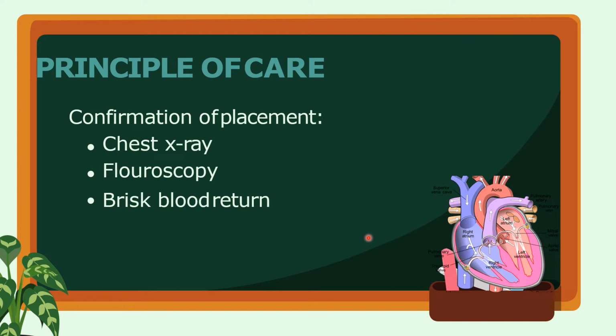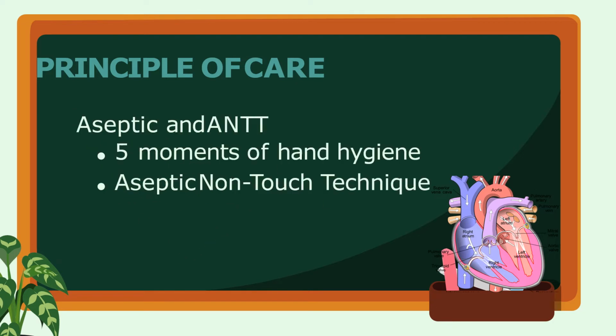So these are the principles of care that we must observe if our patient has a central venous access device. It is important to confirm the placement of your device using chest X-ray, fluoroscopy, and blood return. Another principle of care includes aseptic and ANTT technique. Aseptic technique includes 5 moments of hand hygiene and ANTT or aseptic non-touch technique.